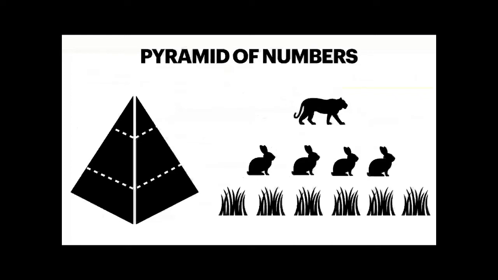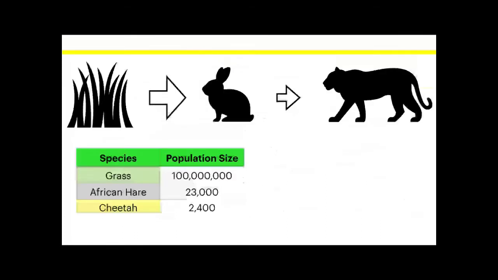A population of predators will always be smaller than the population of the prey that they feed upon. And that's simple because if you ever get more predators than prey, there's not enough food and many of the predators will die. Okay, so this is a pyramid of numbers. So let's look at the data itself. So here we have our three species, the grass, the African hare and the cheetah, and I've given you some population sizes there.